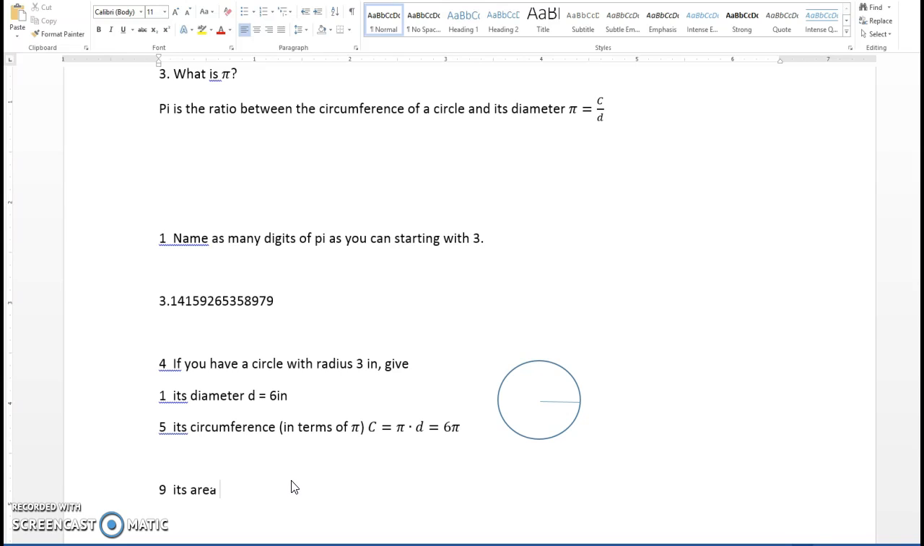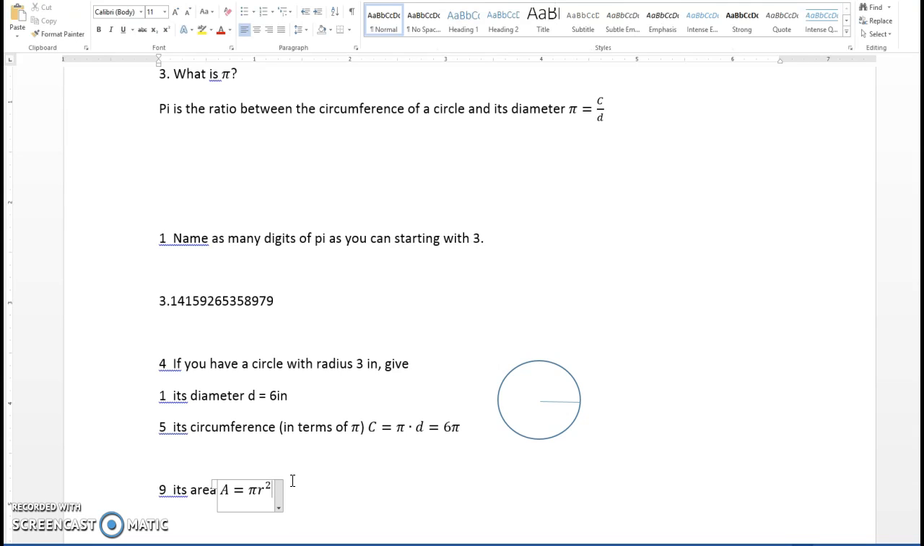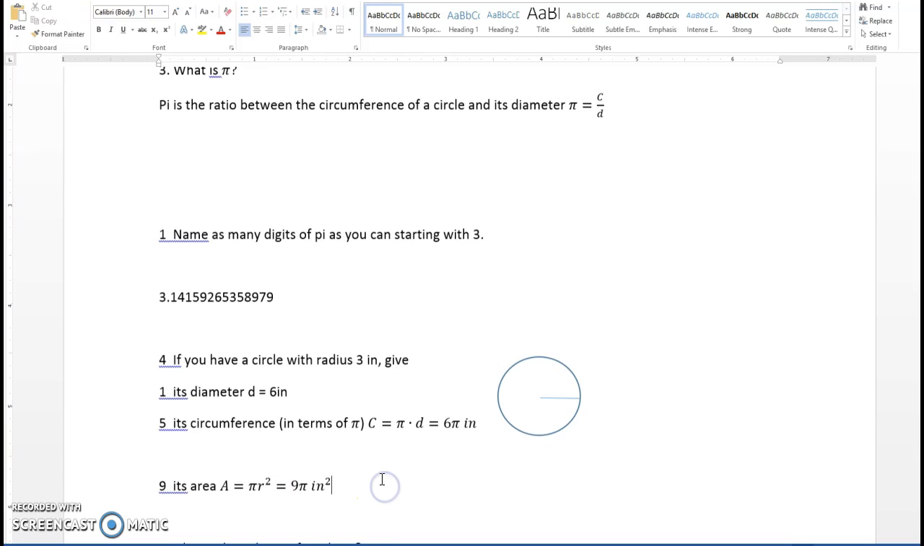Now, its area. We also know that the area equals pi times r squared, pi times the radius squared. And in this case, again, with the radius, we go back to 3. Well, what's 3 squared? Well, that's pi times 9, 3 squared, which is 9. Okay, but that's not how we write it. Usually, traditionally, we write it just 9 pi. Now, what's the units? This was in inches because it's a distance. This will be, as a measurement of area, inches squared. And there you go.